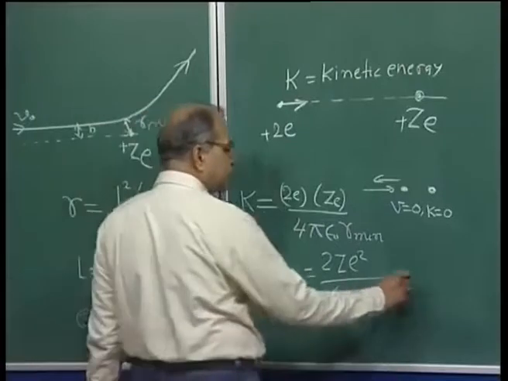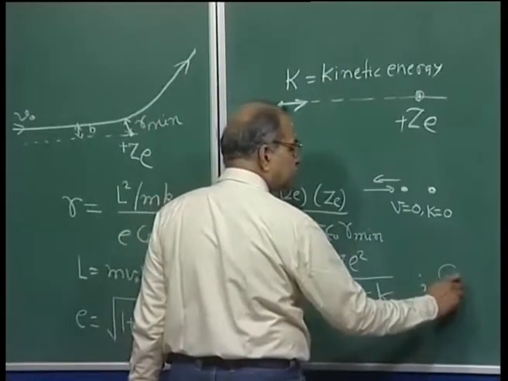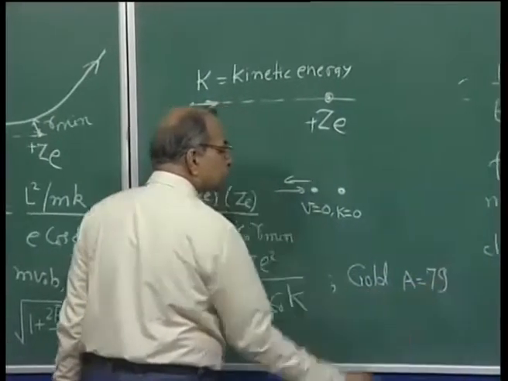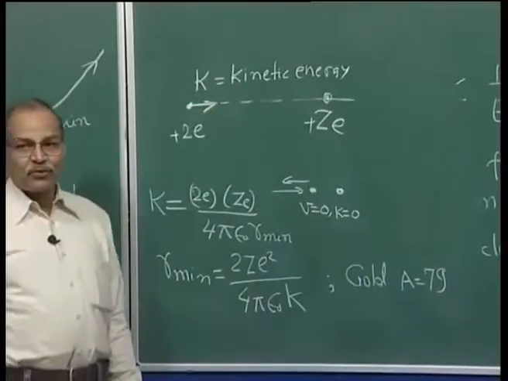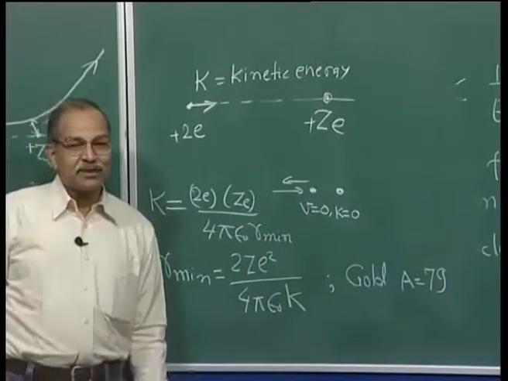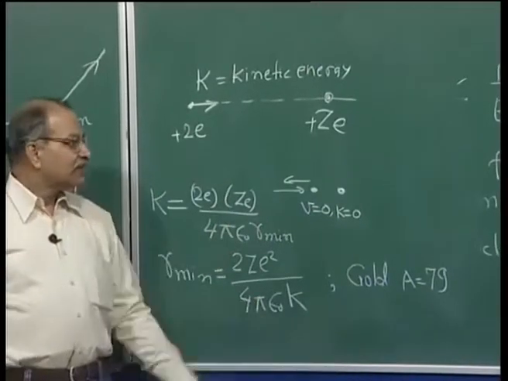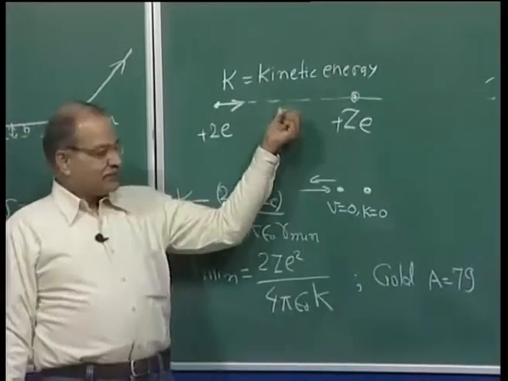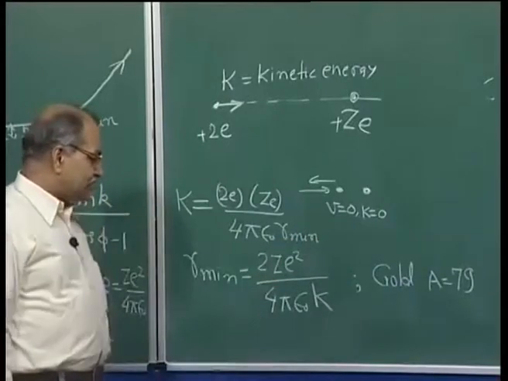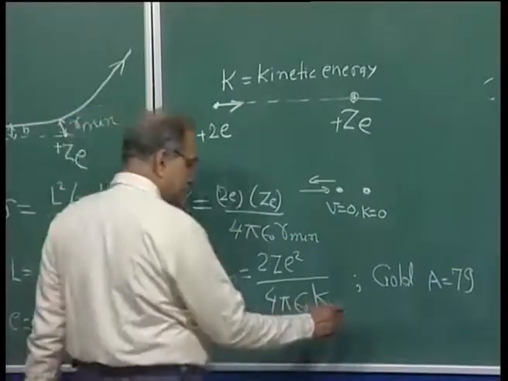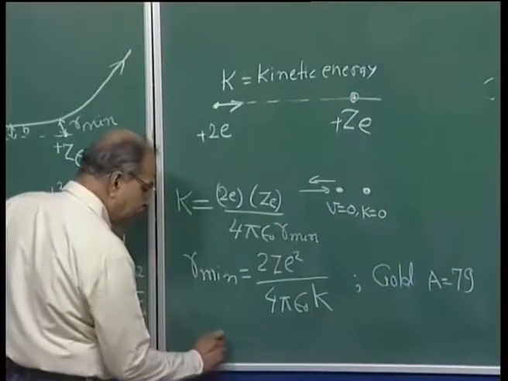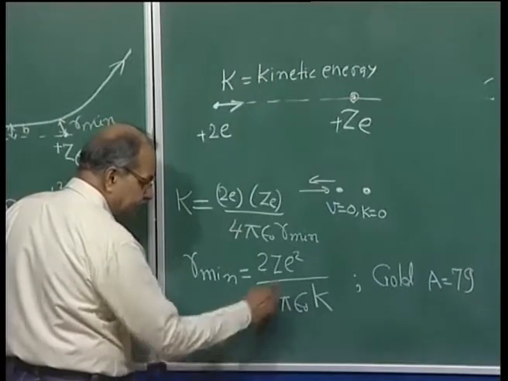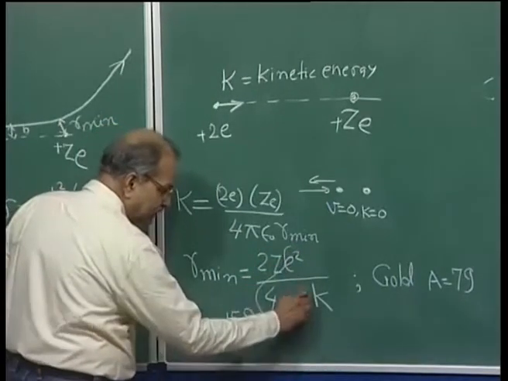So, let us take some numbers. For gold, Z is 79, right. It's the famous gold foil experiment, although in that particular paper gold is one of several metal foils that have been used by Geiger and Marsden. But anyway, so Z is this, e you know. So, this will be equal to 2 times 79 is 158, and then e squared divided by 4 pi epsilon naught.